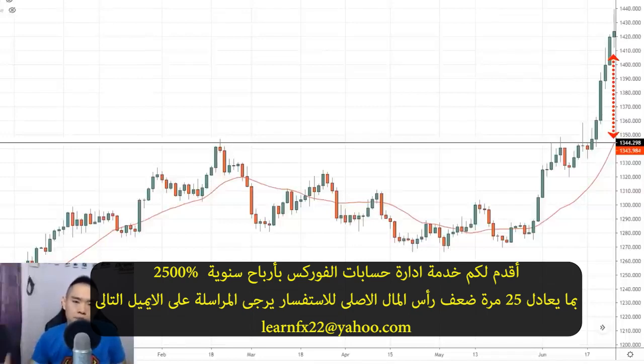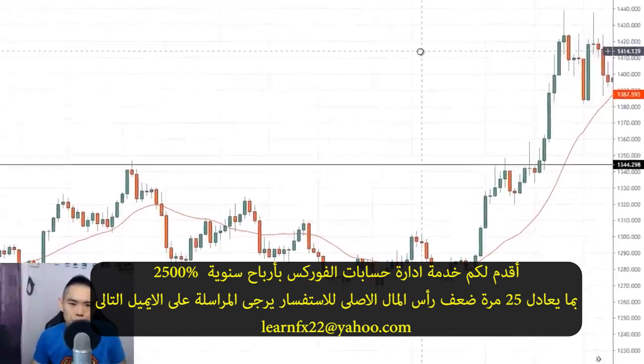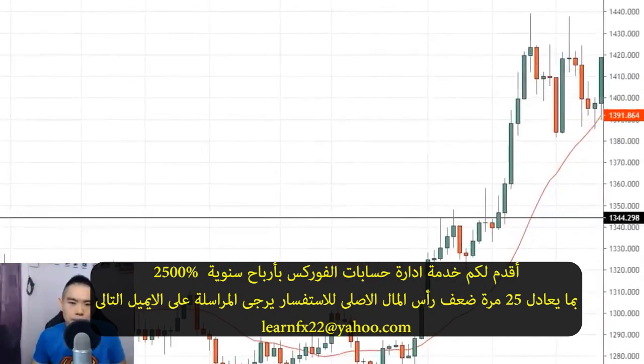Usually a weak pullback with small range candles. So you can see the market starts to make a pullback over here. And there you have it. At this point, great. The market has now made a pullback. Okay, this down, up, down. And the 20 MA now has touched the lows of the pullback.